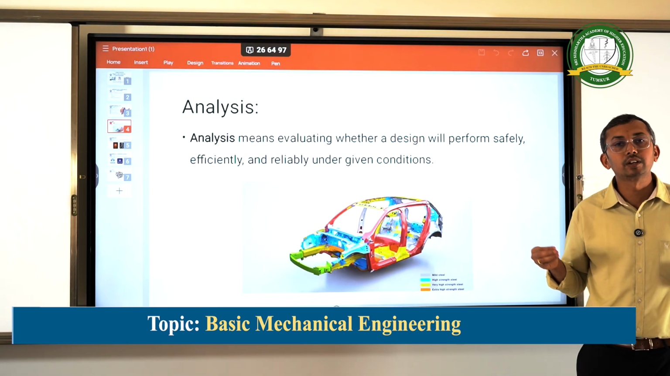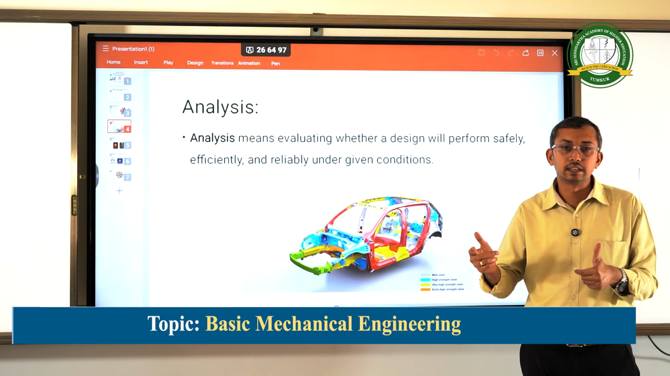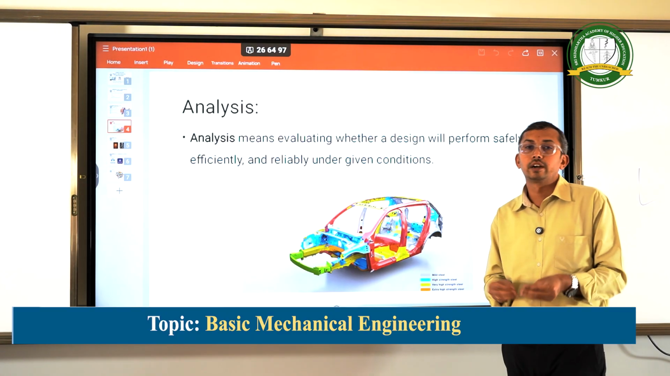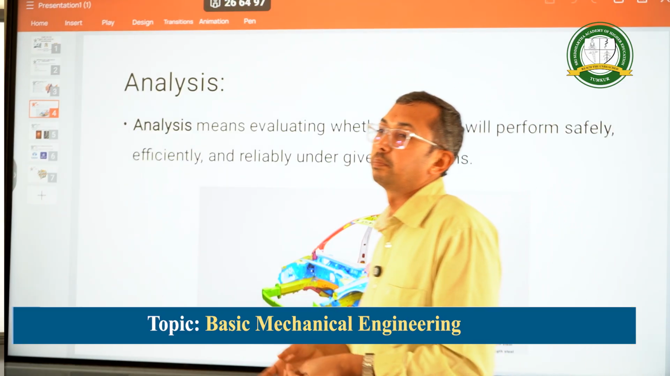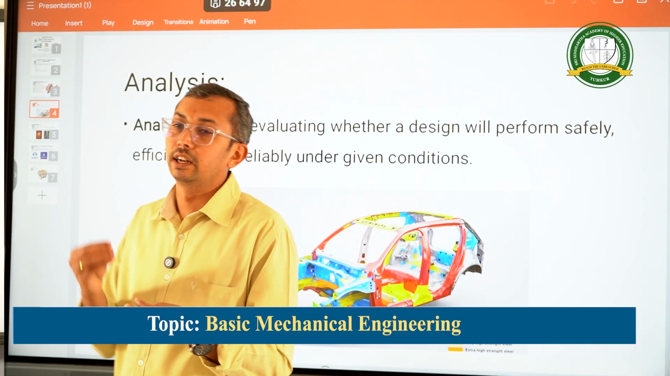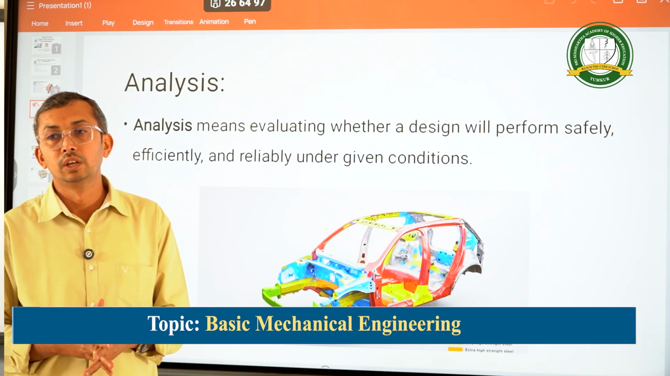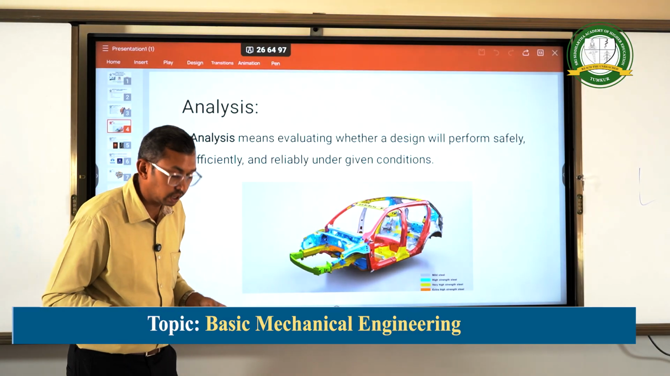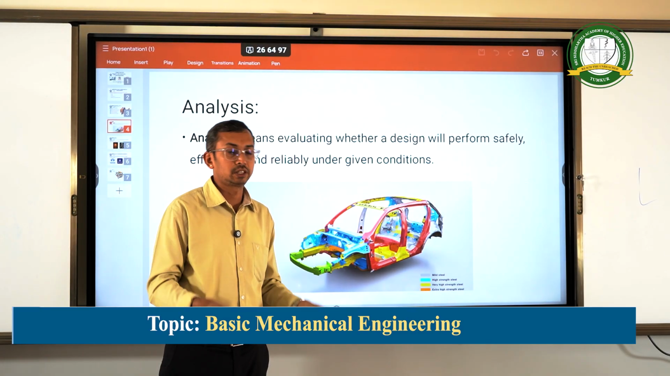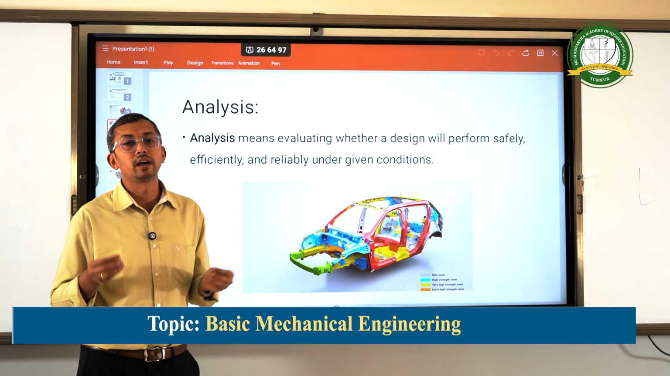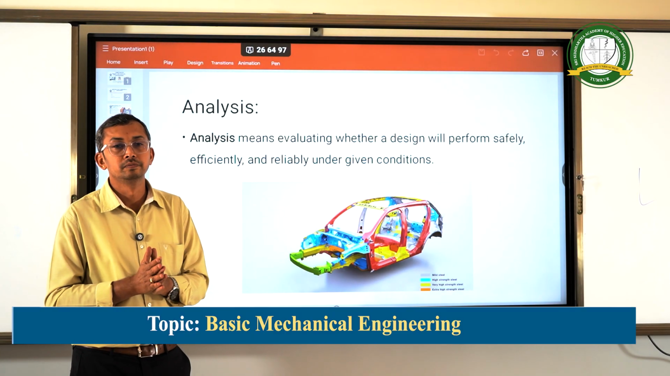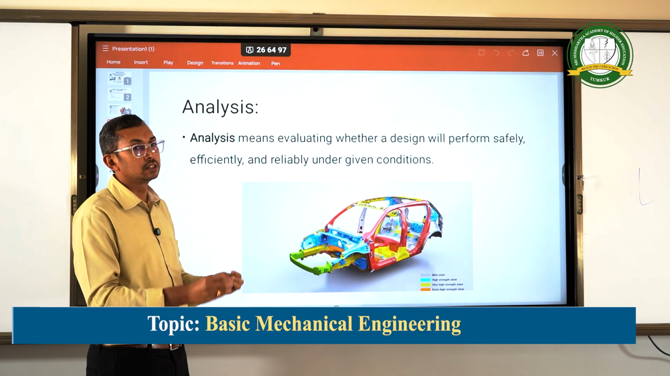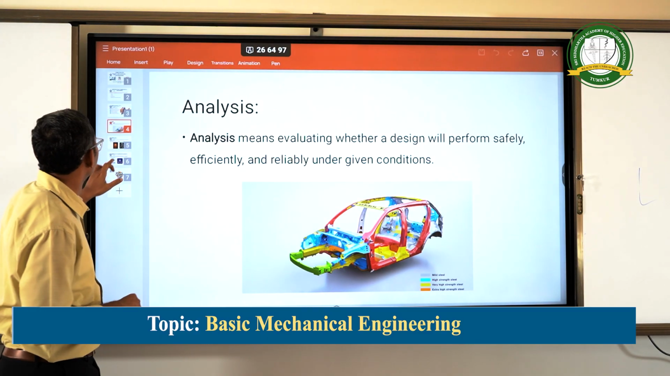Why can't we manufacture first and then analyze? Because the cost incurred to make a physical product will be more when compared to designing or analyzing in software. So this is one of the core fields in mechanical engineering. Any part will be tested or analyzed with the help of software. So this is the second most important point in mechanical engineering.